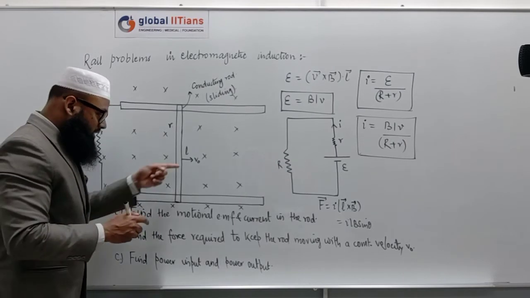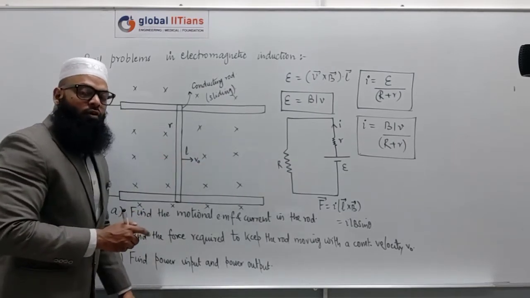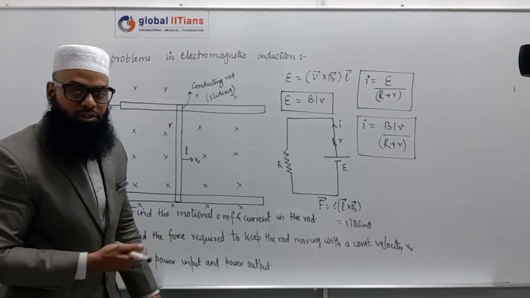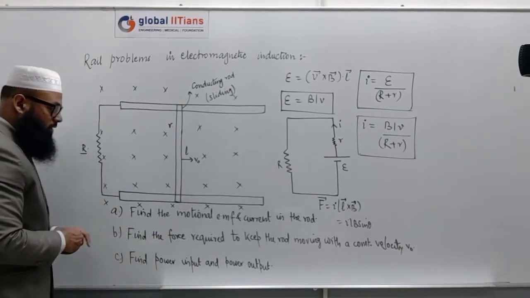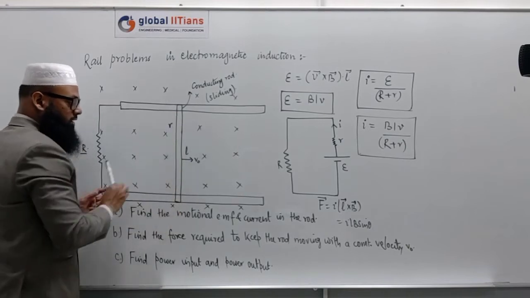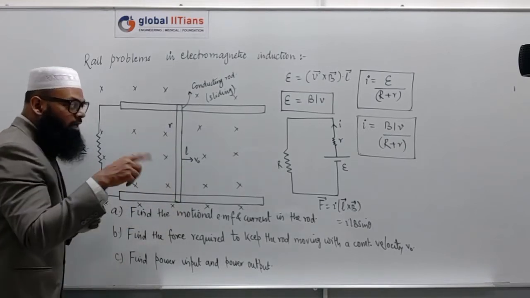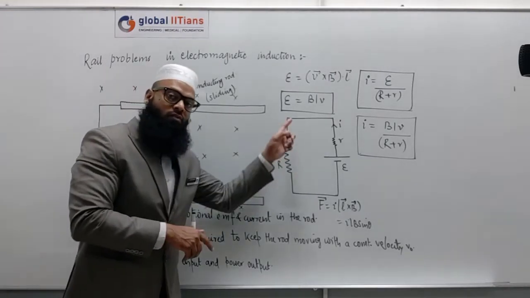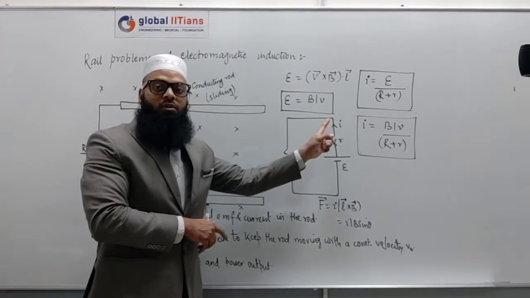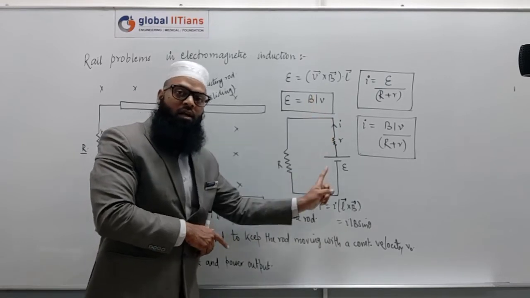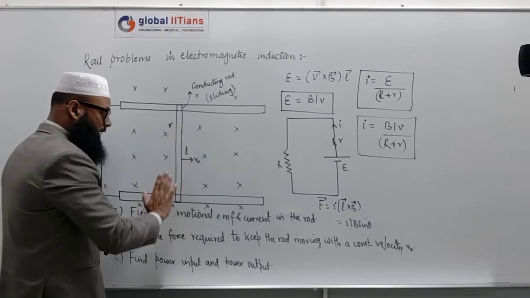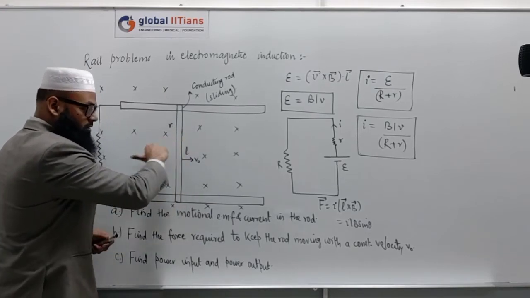Now, as it is moving in this direction, let's try to find out the direction of magnetic force that it is experiencing. The length vector is in this direction, the magnetic field is inwards. Why am I saying the length vector is in this direction? Because conventionally we take the direction of the length vector to be in the direction of current. So current is in this direction, and the length vector also we are considering in this direction. L cross B is going to be in this direction.